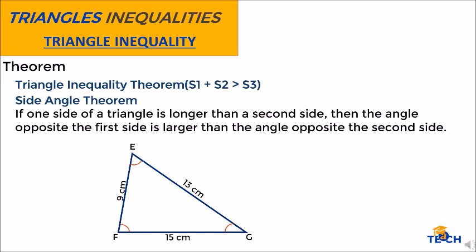So since line FG has 15 centimeters, therefore angle E has the largest angle, right? And angle G has the smallest angle because line EF has the shortest side, which has 9 centimeters. So this is the side angle theorem.